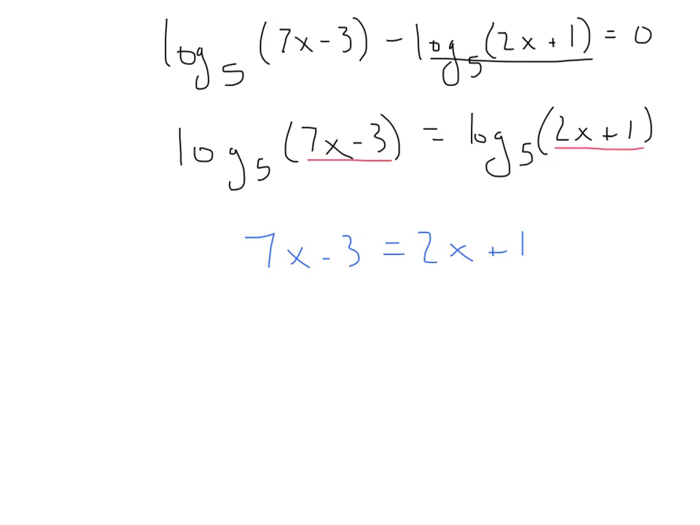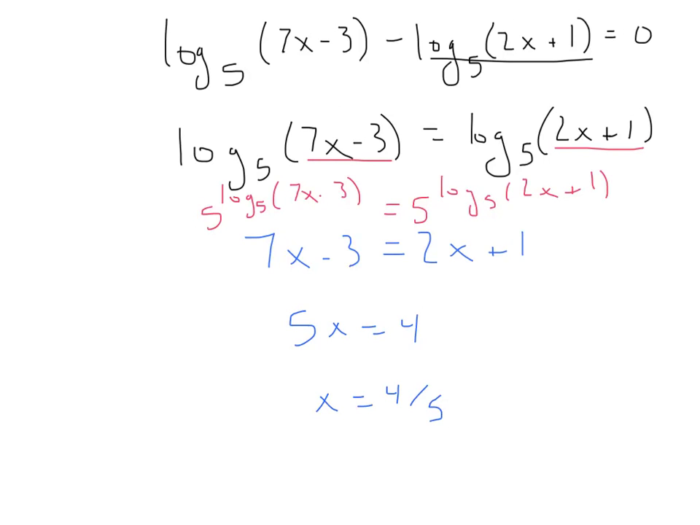Another way of thinking about this is I could just say, let's raise 5 to the power of each side. So 5 to the log base 5 of 7x minus 3 equals 5 to the log base 5 of 2x plus 1. And by the inverse property of logarithms, I get that blue equation. And from there, it's pretty easy to solve. I get 5x equals 4, and so x equals 4/5.